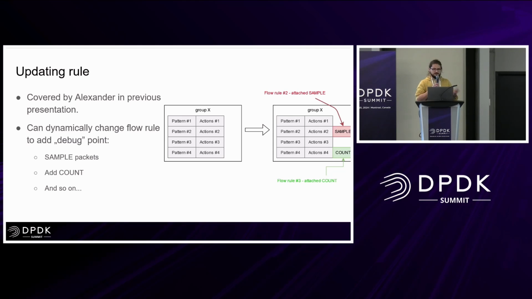In other cases, we can add the count, so we can simply count the packets hitting these flow rules, and basically just replace these actions with any other capabilities. We can set the meta to have this ID available to the application to identify the wrong packets, and so on.